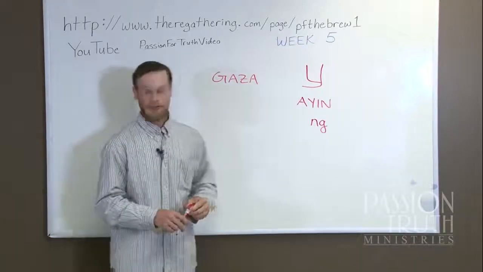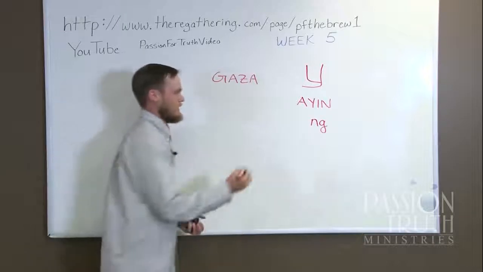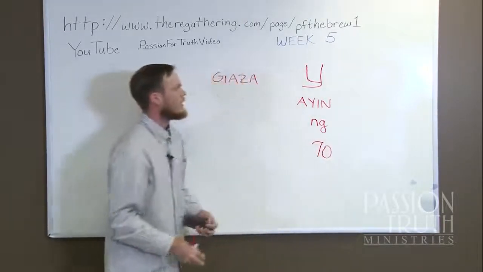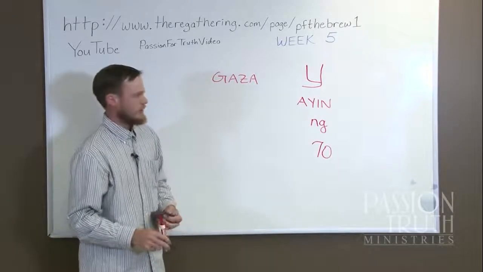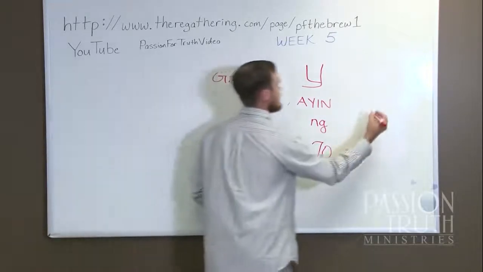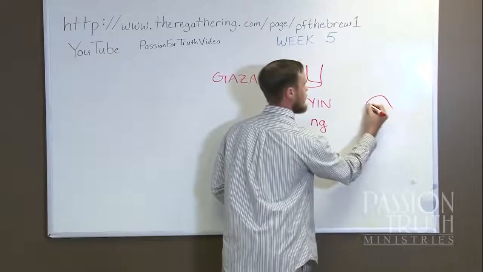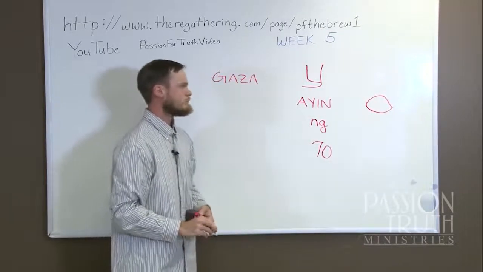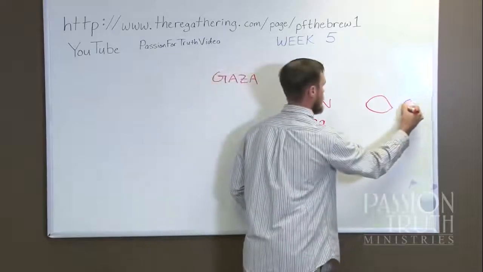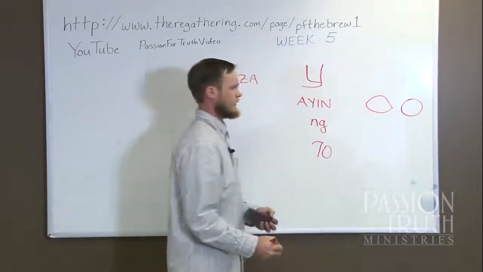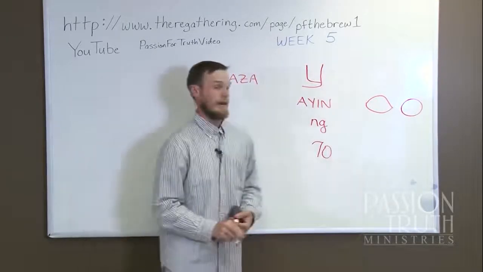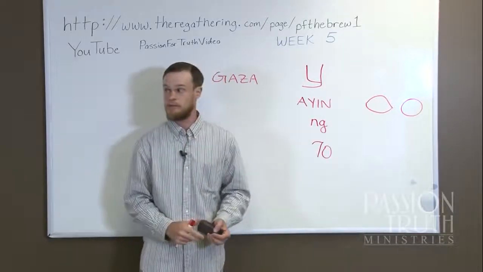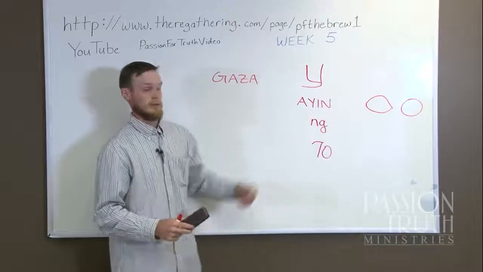So yes, the ayin is a mostly silent letter. Numerical value is 70. And in Paleo-Hebrew, the ayin looks something like that. Or sometimes you'll see it as just a round figure. The Hebrew word ayin means an eye, as in the eyes you see with. And so that is a picture of an eye.